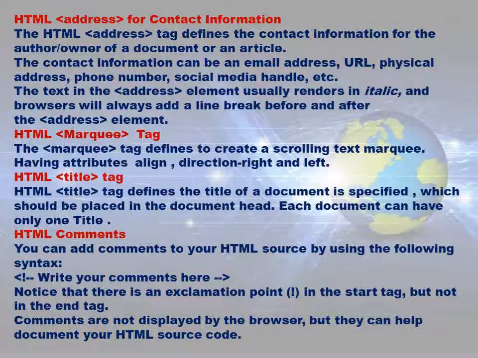The text in the address element usually renders in italic, so it will display in an italic format, and browsers will always add a line break before and after the address element. Next one is the marquee tag. Again, it is a very interesting tag. By using it, we can scroll the text. It consists of attributes like align and direction, right and left.